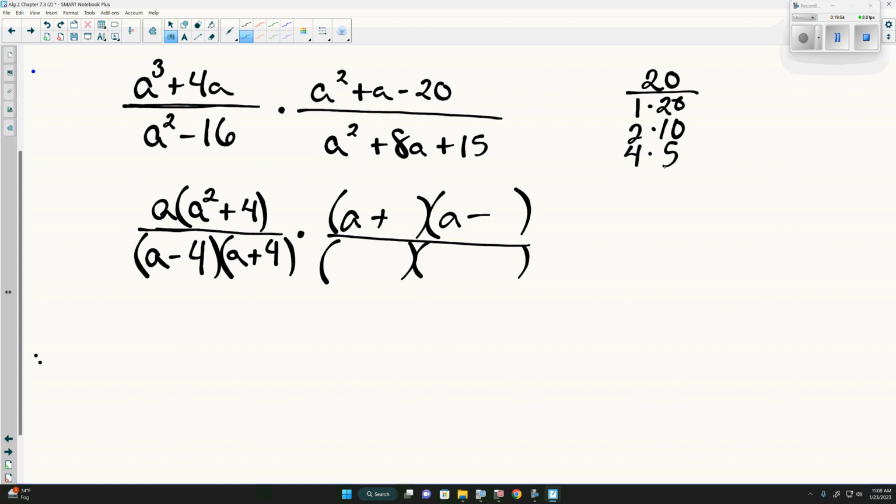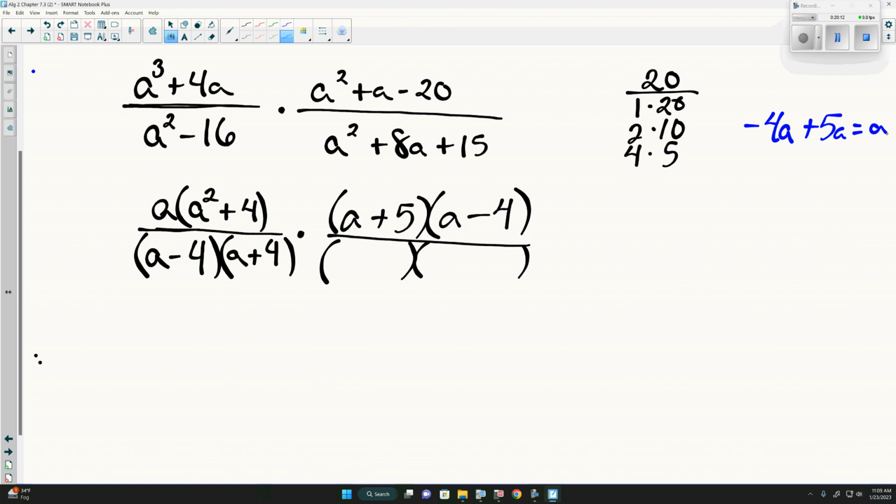4 and 5. Which one would be positive? 5, 4. And if we check this here, a times negative 4 is negative 4a. Positive 5 times positive a would be plus 5a, which will give us a positive a, which is the middle term that we wanted.